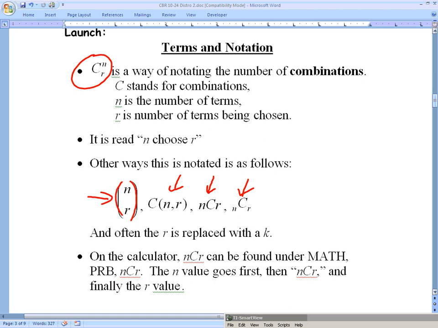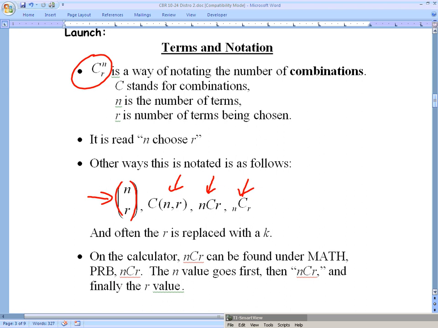This is a good one because it doesn't even have the C and it's used a lot, but since it doesn't have the C, you need to remind yourself that that means n choose r, and it doesn't look any different than, say, a matrix or a vector. The r can be replaced with other letters such as k.